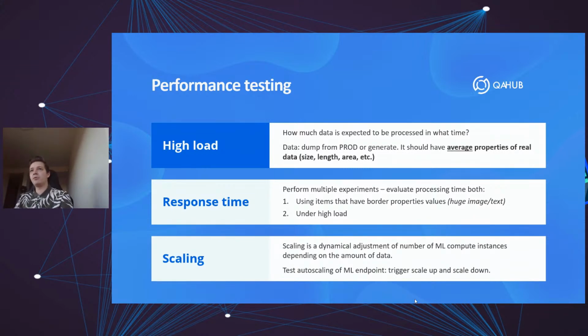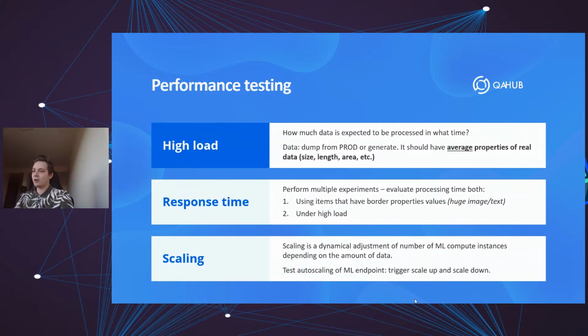So for example, if on average we have in real life PDF documents that have 10 pages, 10 medium-sized pages in it, but in our performance testing data set, we have small pages in documents and on average 2 pages.